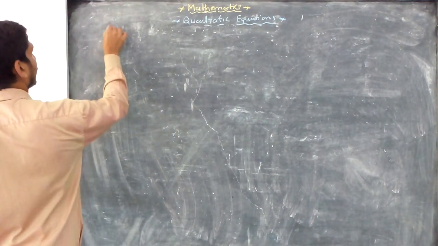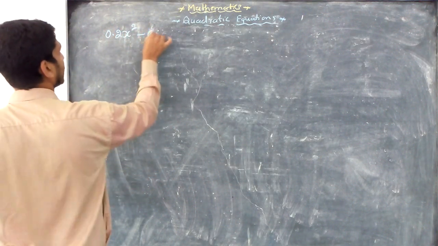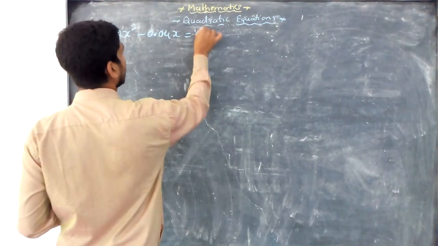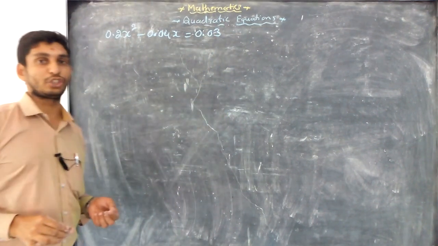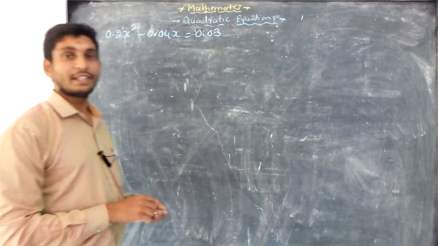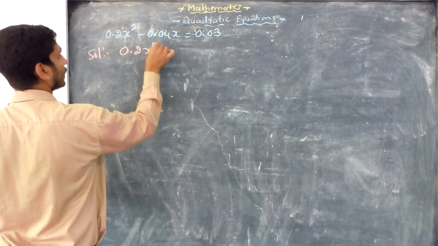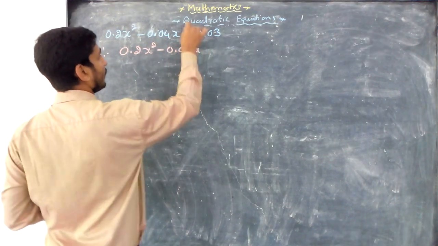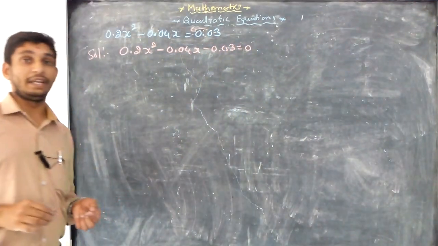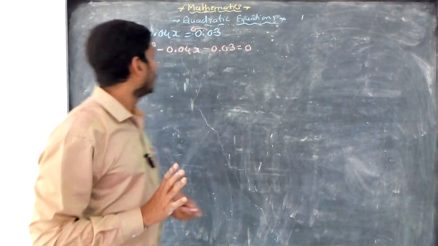Question is like this: solve 0.2x square minus 0.04x equals 0.03. Yes, this is the question. 0.2x square minus 0.04x equals 0.03. Yes, it is not in standard form. First of all, write in standard form. In standard form, 0.2x square minus 0.04x, if it comes to the left side, it becomes minus 0.03 equals 0. Now it is a quadratic equation. Okay, you can use a factorization method.